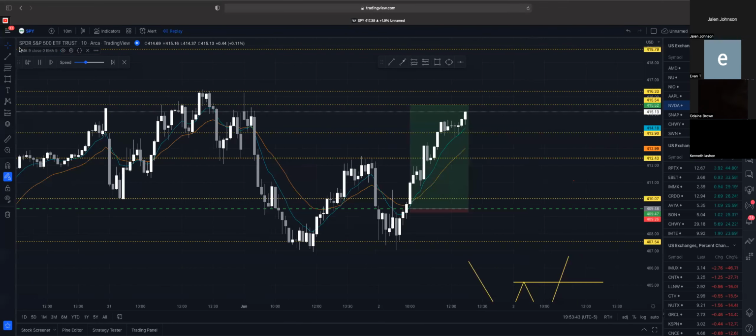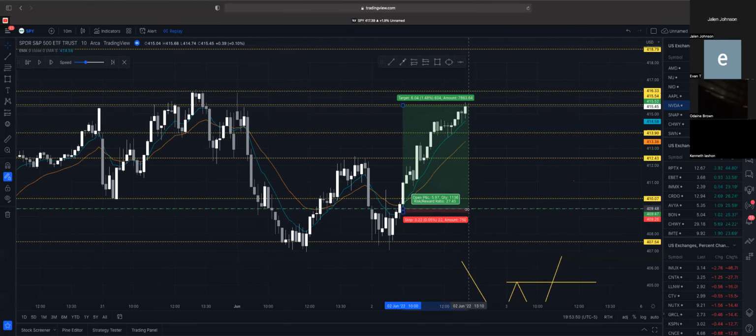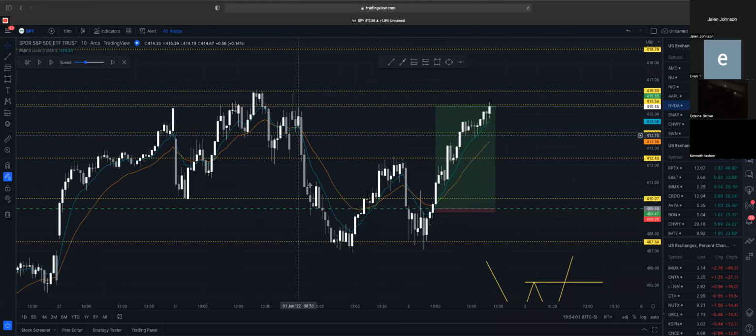There we go. And here we come. And hit our target. We're out. Right? Most of the time, I'm out of my trades after 3 targets hit. It's rare as hell if I hold past that. Normally, after 3 targets hit, I'm pretty much out. Right? And there we go. The trade is now complete.